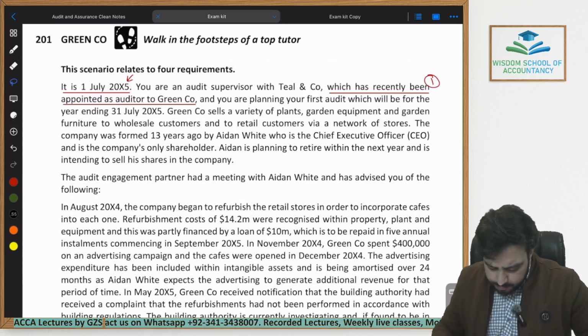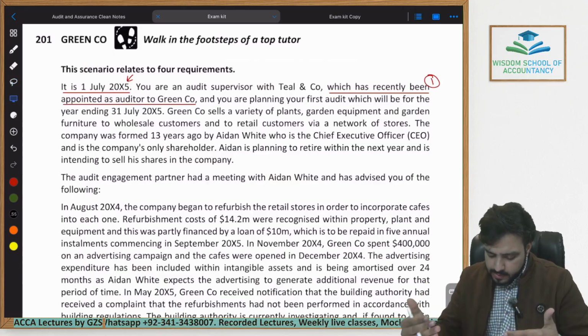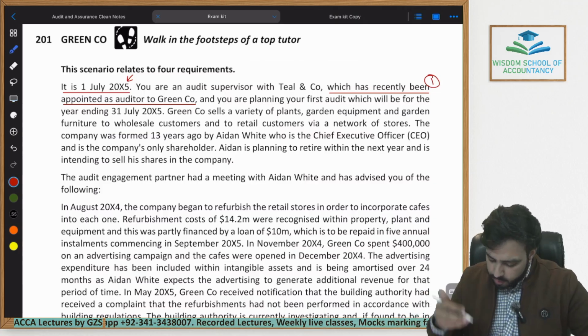Now, let's read forward right now. Obviously, we will go towards writing every single thing down, but once we identify every single risk that is hidden within this question, let's read further on.